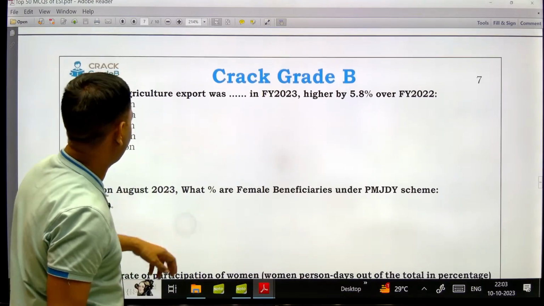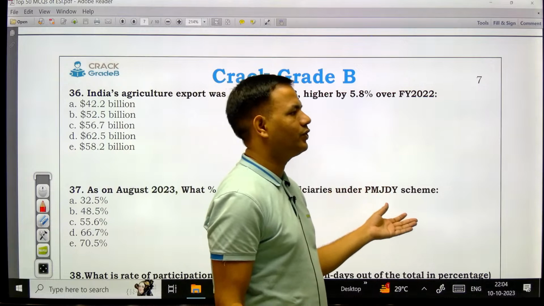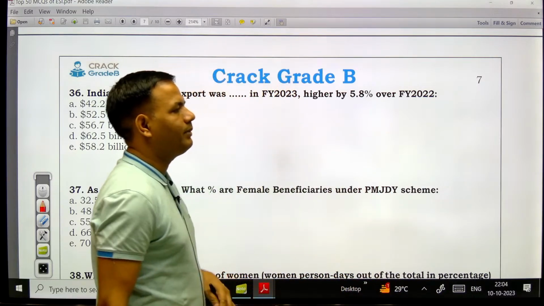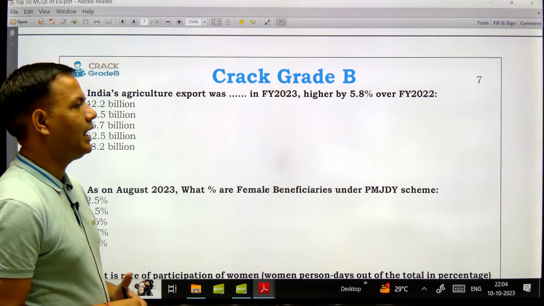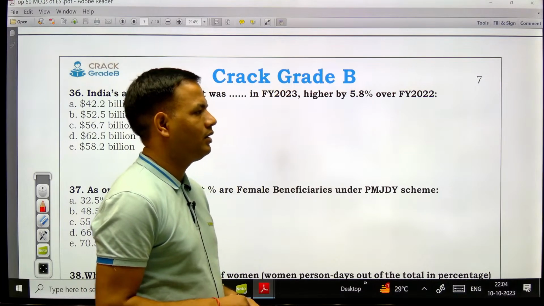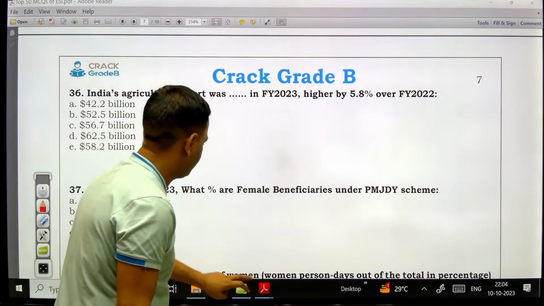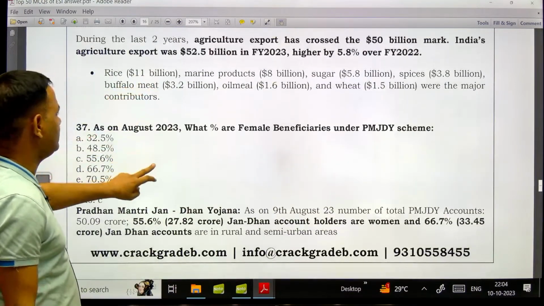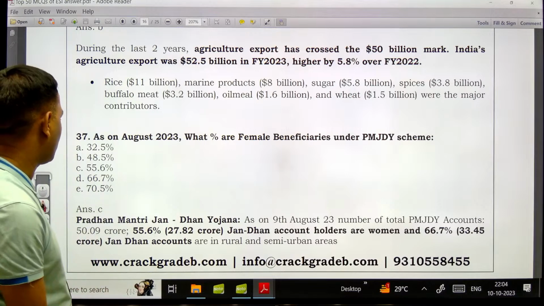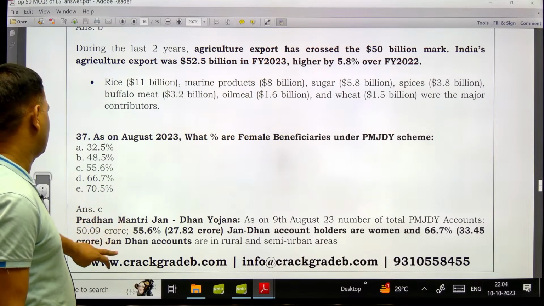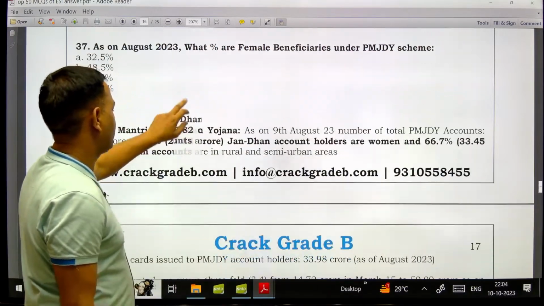As of August 23, what percentage are female beneficiaries under the Pradhan Mantri Jan Dhan Yojana scheme? Approximate. Yes, let's see the answer. It is 55.6 approximate, 27.8 crore, and 66.7% of total are in rural and semi-urban areas.